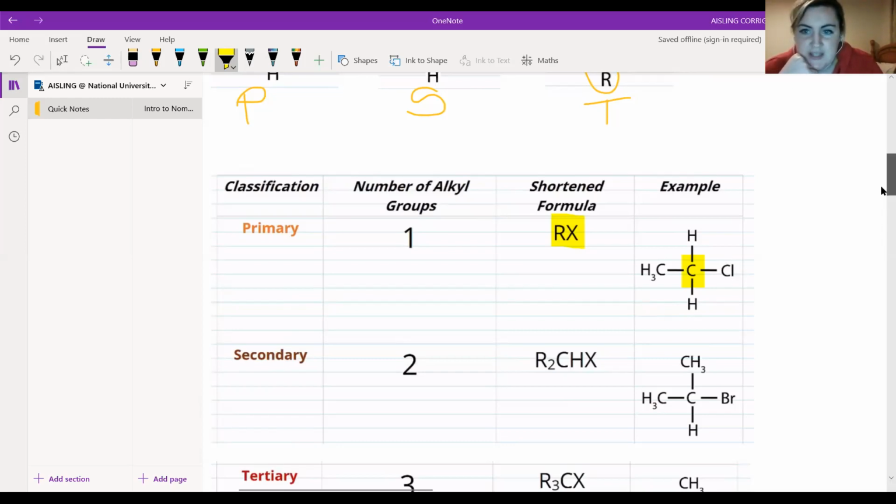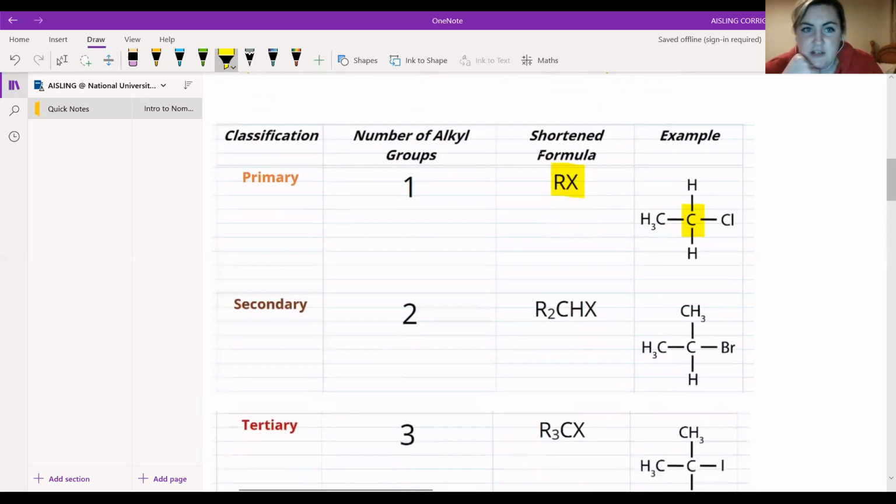Now, going down a bit, we see that the secondary, again, the number of alkyl groups is going to be 2, the shortened formula.